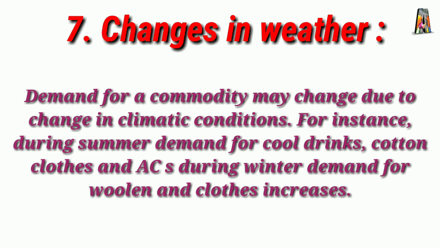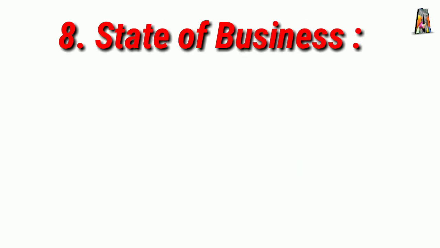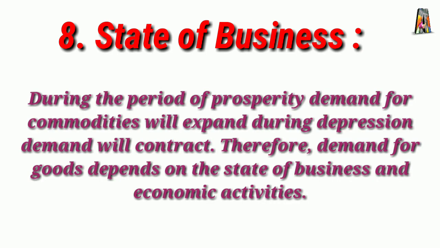Eighth one is state of business. During the period of prosperity, demand for commodities will expand and during depression, demand will contract. Therefore, demand for goods depends on the state of business and economic activities.